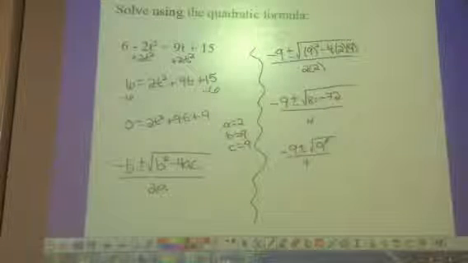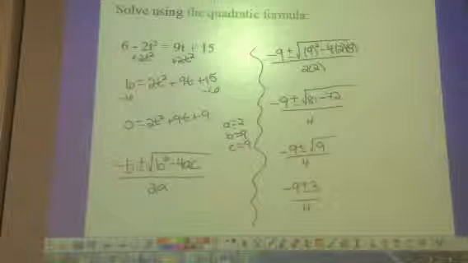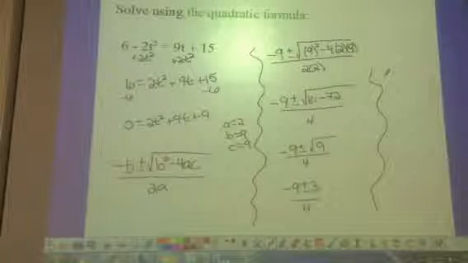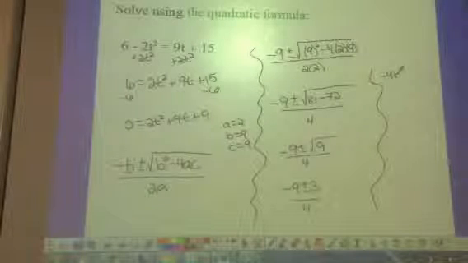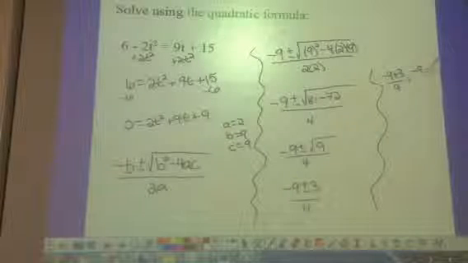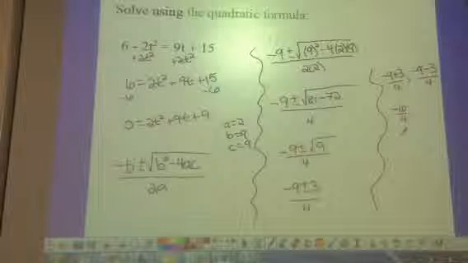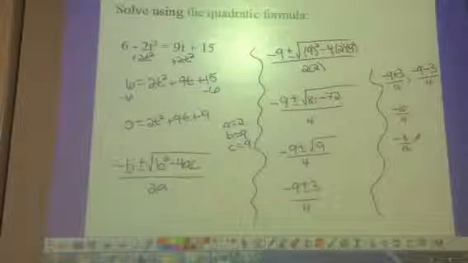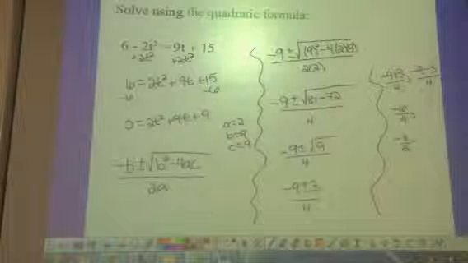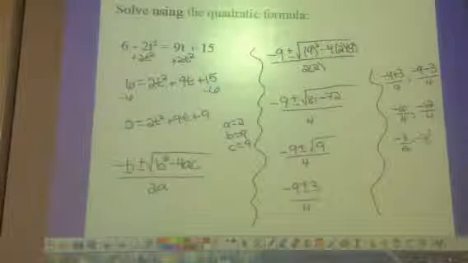Now in this case, I can simplify the square root of 9. That's just 3. So really, I have two answers. I have negative 9 plus 3 over 4, and I have negative 9 minus 3 over 4. In this case, that's going to give me negative 6 over 4, or negative 3 halves. In this case, that's going to give me negative 12 over 4, or negative 3.